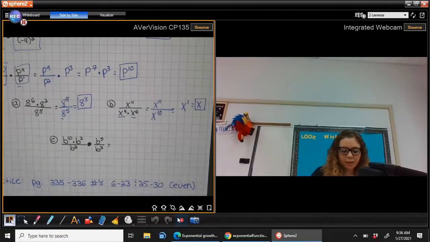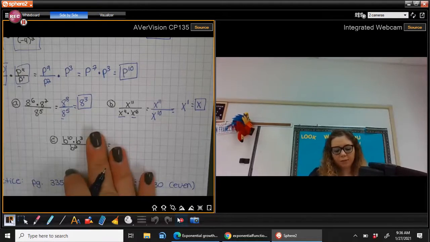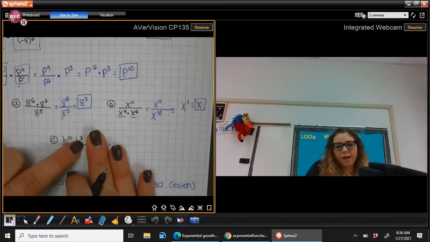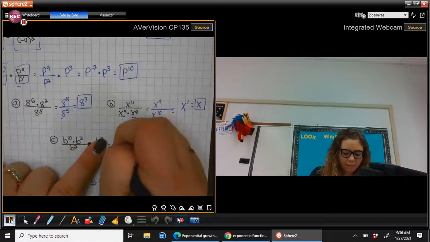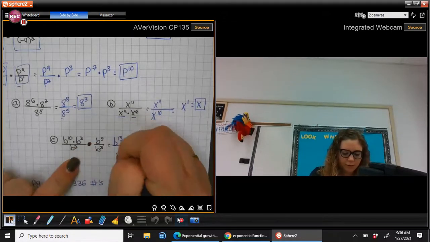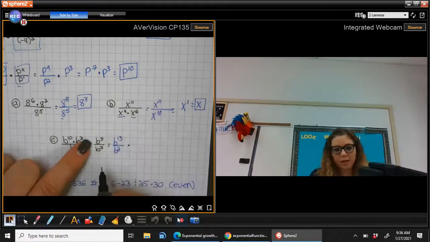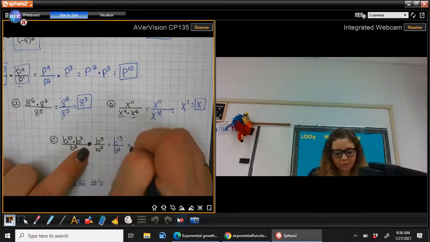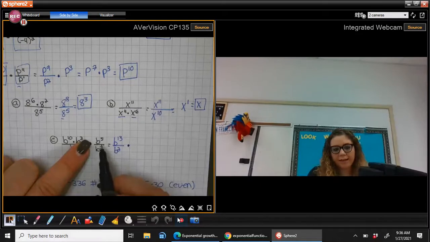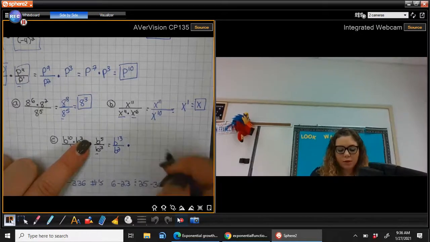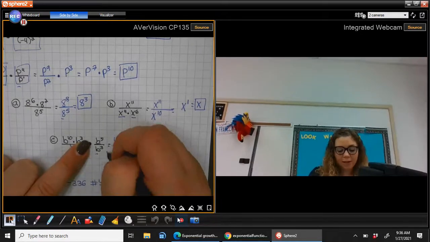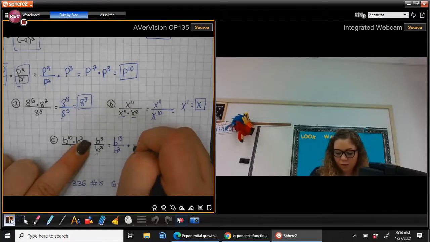Let's look at 6. Again, I want to just look at this part right here. So I'm going to simplify the top first, because my bases are the same. I'm going to add my exponents. So I'm going to have b to the 13 over b to the second. Okay, now let's look here. I have my times. I can't simplify the top any further. I can't simplify the bottom. But my bases are the same, so I can use the quotient rule. So I'm going to subtract my exponents. 5 minus 3 is going to give me 2.